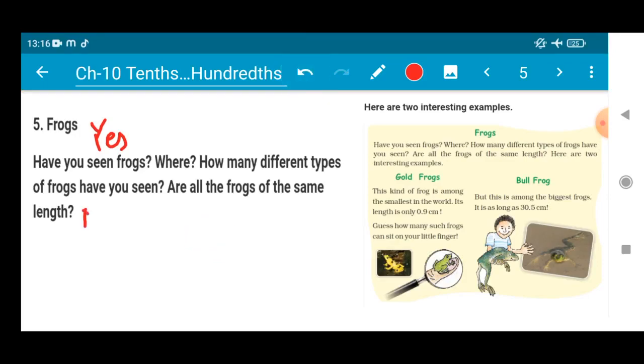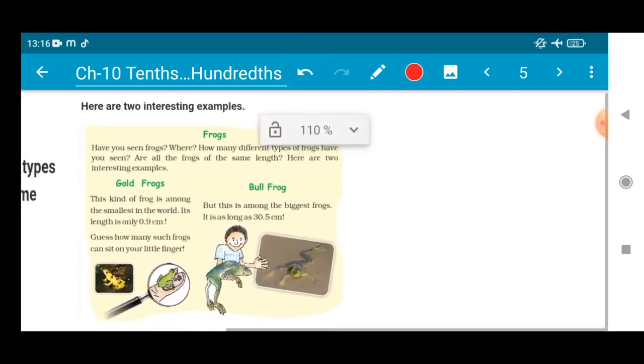The answer is no. As you can see in this figure also, in the book, here are two interesting examples. So the first frog is gold frog and the another one is bullfrog. Bull itself, the name is indicating that the frog is of extremely bigger size, and gold frog is the smallest frog in the world. Its length is 0.9 centimeter. You need to remember this value because we are going to solve the problem on the basis of this value. Bullfrog is the largest or the biggest frog whose length is 30.5 centimeters. So big it is. Okay.